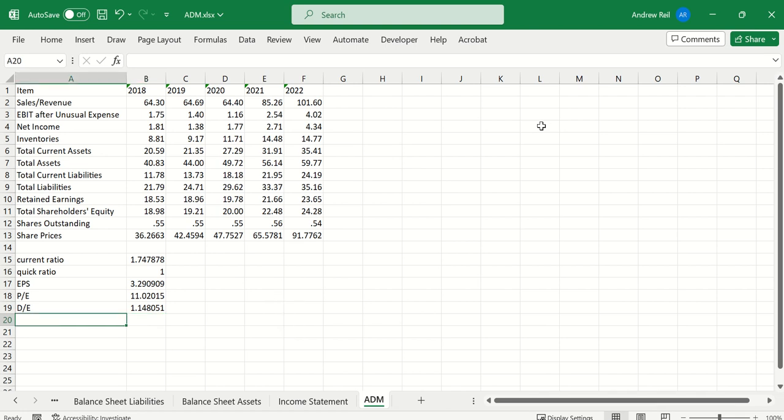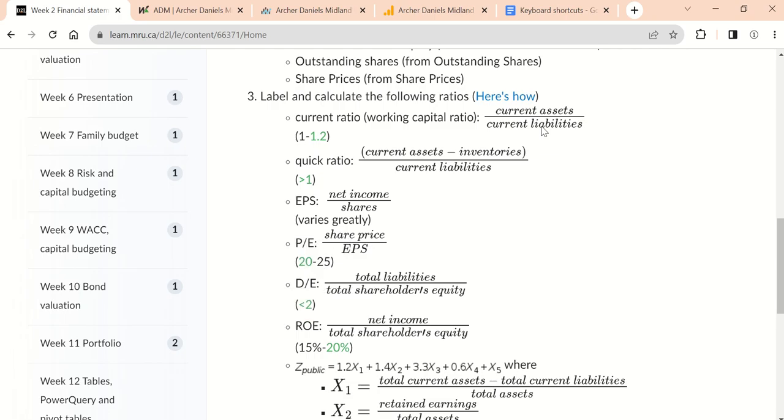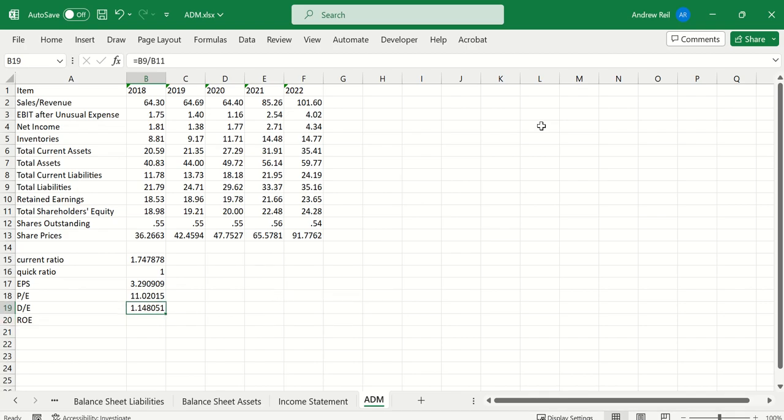And then the return on equity. And that one is a bit better if it's bigger, and it should be above 20%. Net income divided by total shareholders' equity. So equals net income divided by total shareholders' equity. And mine is 9%, so a little bit on the low side.